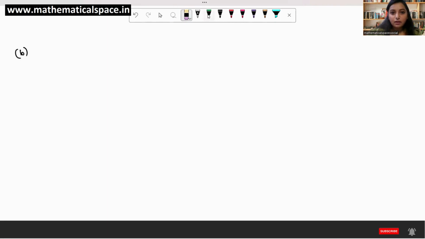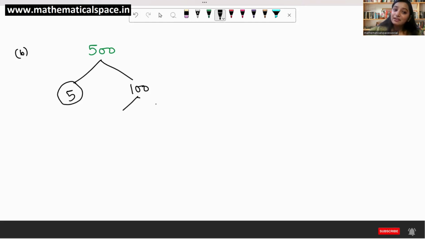Okay. What is the factor tree of 500? Yes. So I'll do it by one method only. Can I reduce it as 5 times 100? Yes, I can. Now 5 is a prime number. I will circle it. Now 100. What can I write 100 as? Can I write it as 10 times 10? Yes. But now 10 is not a prime number.